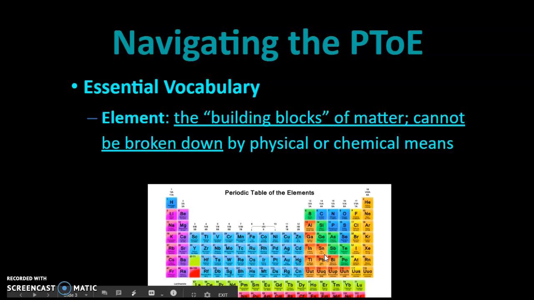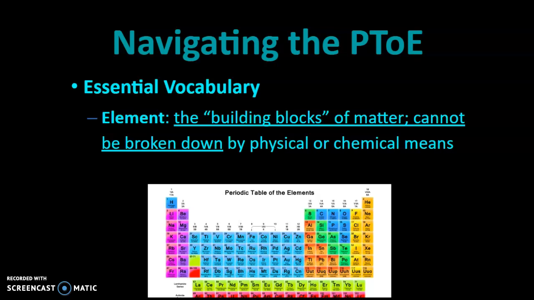So, before we get started, let's just review some basic vocabulary. When you take a look at these elements in the periodic table, all that means is it's the building block of matter. We can't break matter down anymore by physical or chemical means. This is going to be that start material of matter.